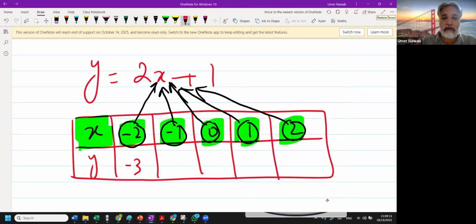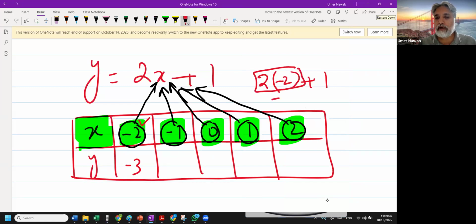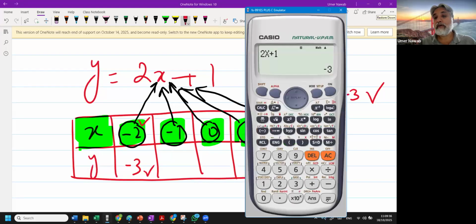I can do it manually in front of you. Look at that. In the place of x, I'm going to write -2, so 2 times -2 plus 1. What is 2 times -2? It is -4 plus 1. And what is -4 plus 1? Obviously, that is -3. So look, it is matching with the calculator answer. So I would suggest you, if the calculator is allowed, you can rely on the calculator and use the calc function to get your answers.